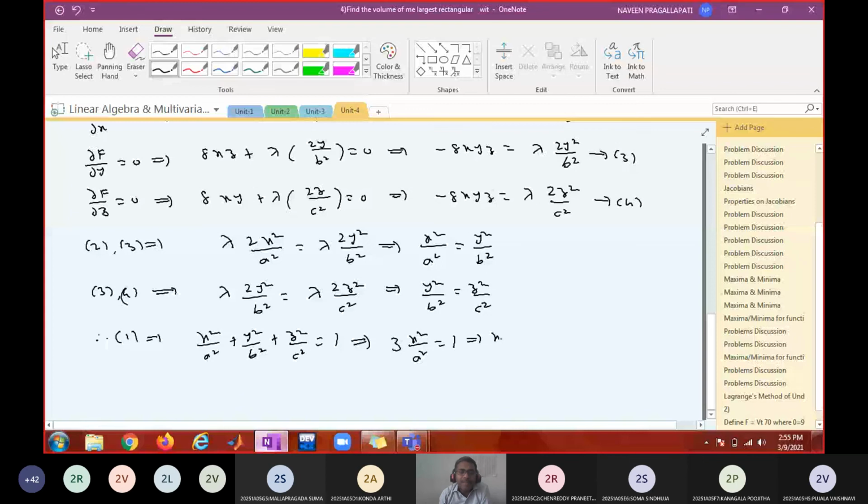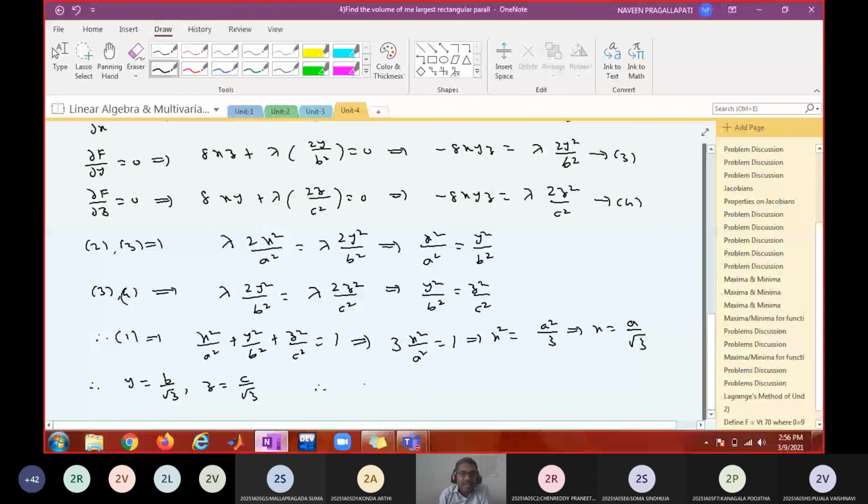Or x square equal to a square by 3, or x equal to a by root 3. Therefore, when x equal to a by root 3, substitute and you will get y equal to b by root 3 and z equal to c by root 3.